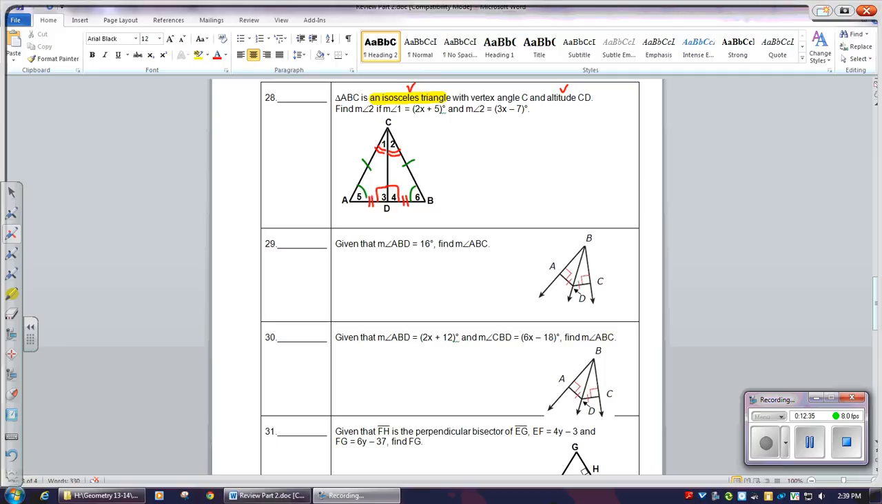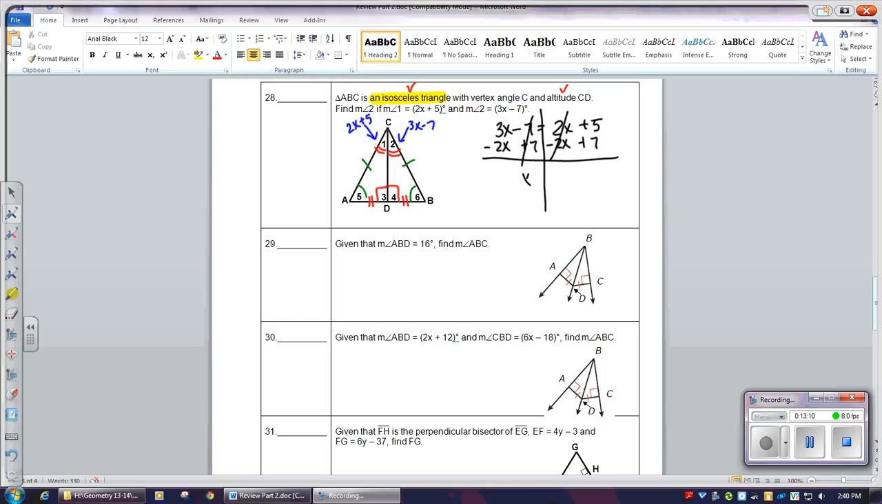So it says find the measure of angle 2 if the measure of angle 1, so angle 1 is 2x plus 5, and angle 2 is 3x minus 7. Because I marked the picture, I know those two angles are congruent, so I can set up an algebra equation. Always put your larger variable on the left if you have a choice. So 3x minus 7 equals 2x plus 5. I'm going to move my letters to the left, so I'm going to move that 2x by subtracting 2x, and I'm going to move that minus 7 by adding 7.